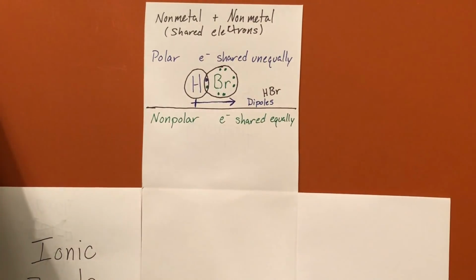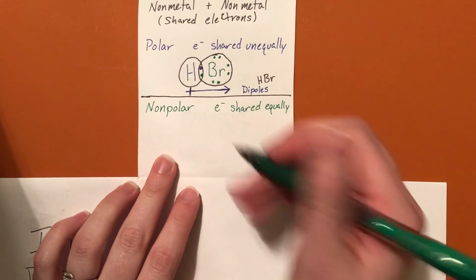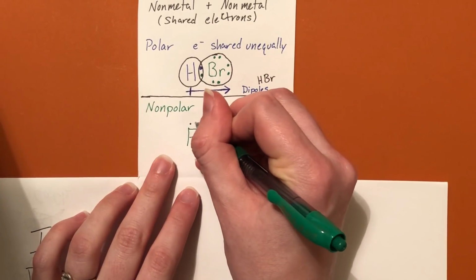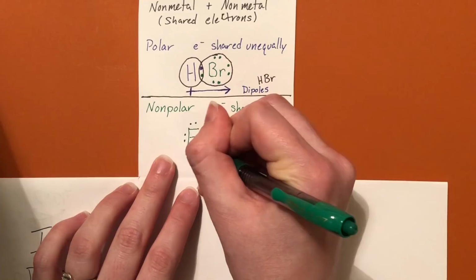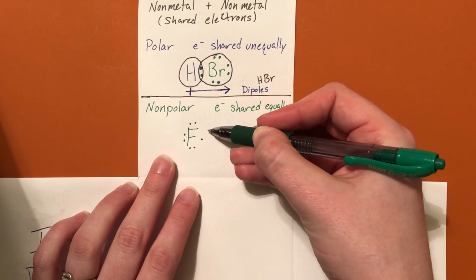So this time electrons are shared equally. Because they're shared equally, I don't have a partial charge. So let's look at fluorine, for example. Fluorine has 7 valence electrons, and it wants to have one more.